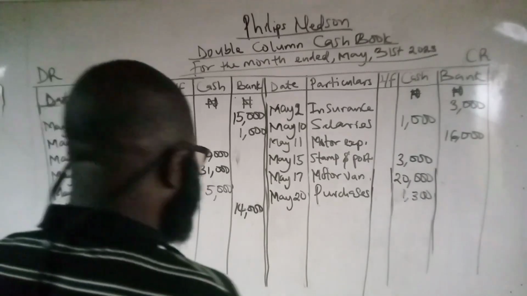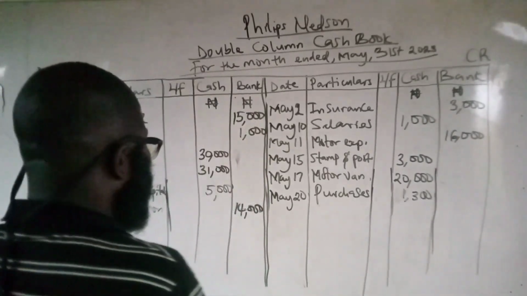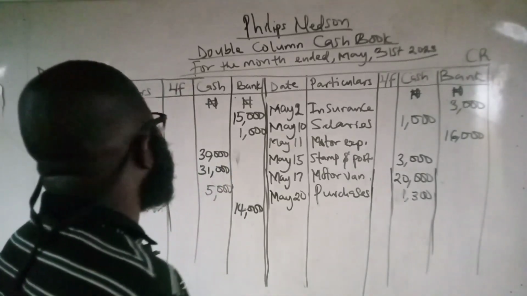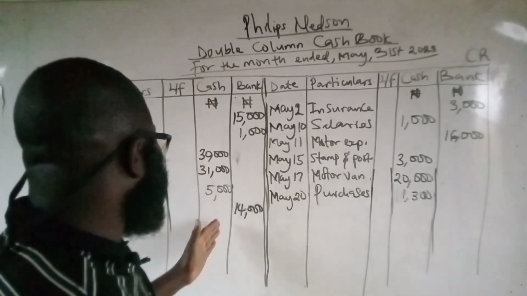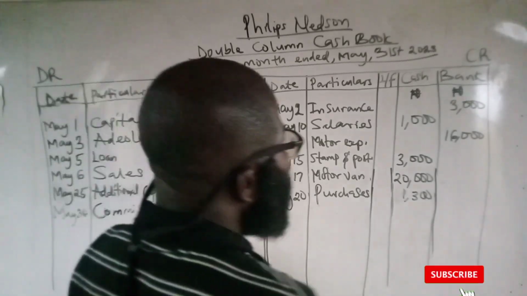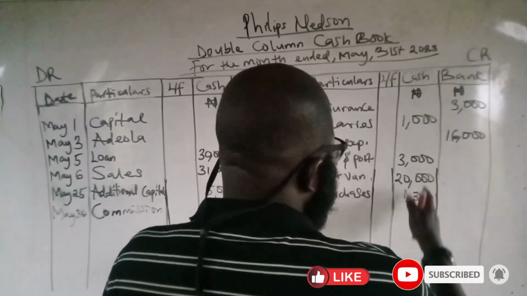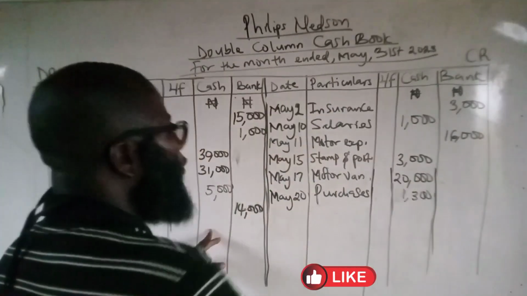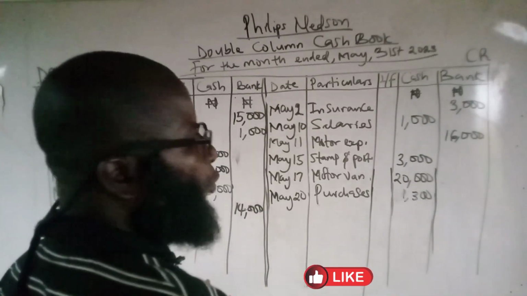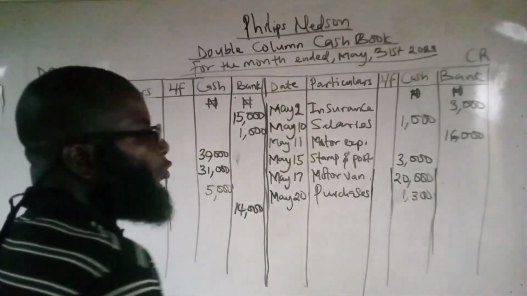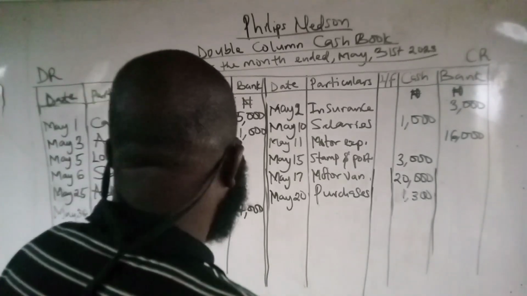The next thing is to balance the accounts. Therefore, we are going to do it separately. First of all, on the debit side, calculate what you're having on the cash column. Then you come to the credit side, then you calculate the cash column, the figure we're having there as well. As a result of it, you can now deduct the smaller one from the bigger one in order to get your balance. Therefore, I will quickly do this.